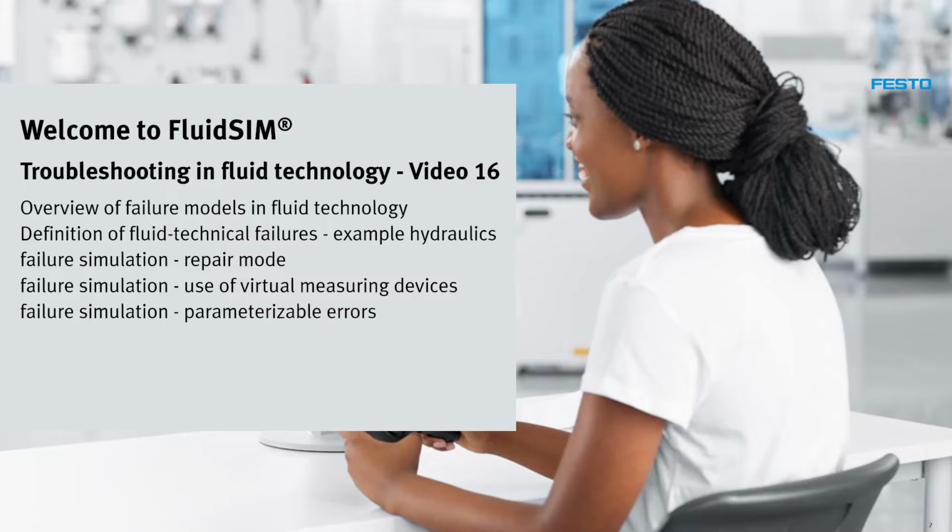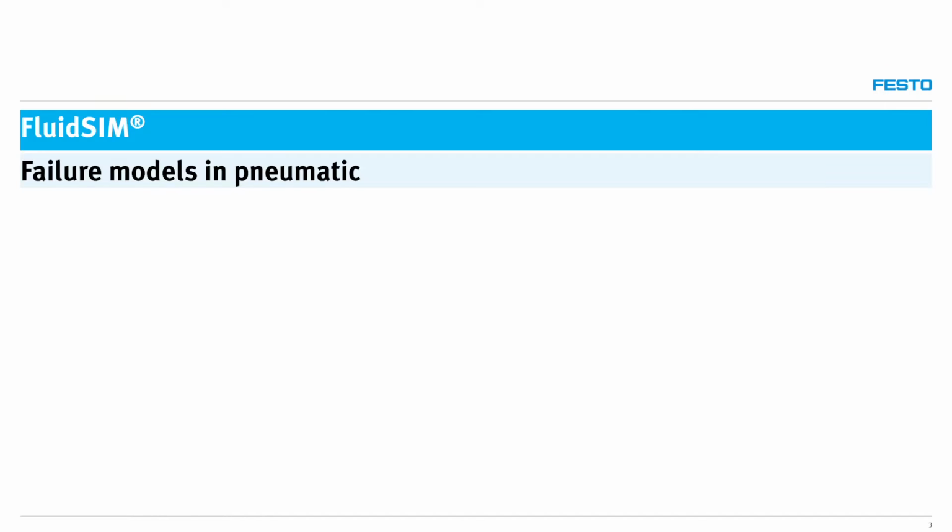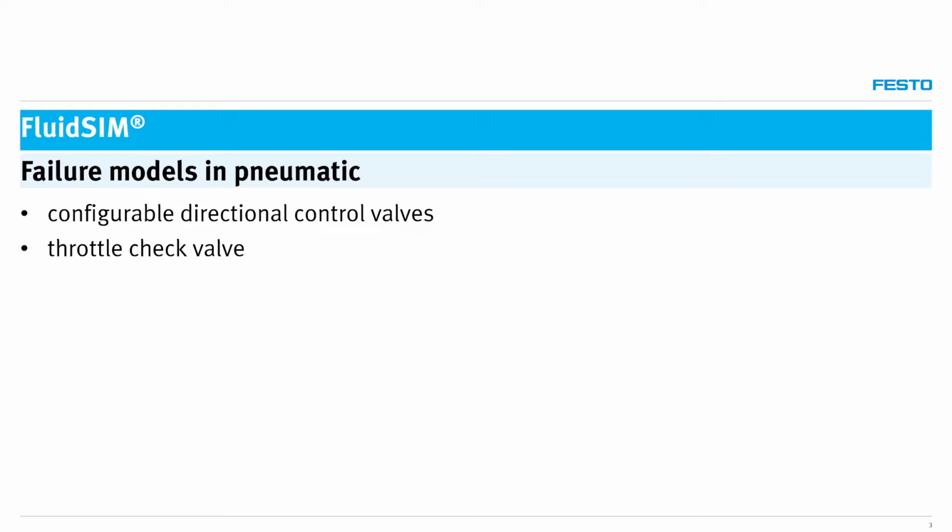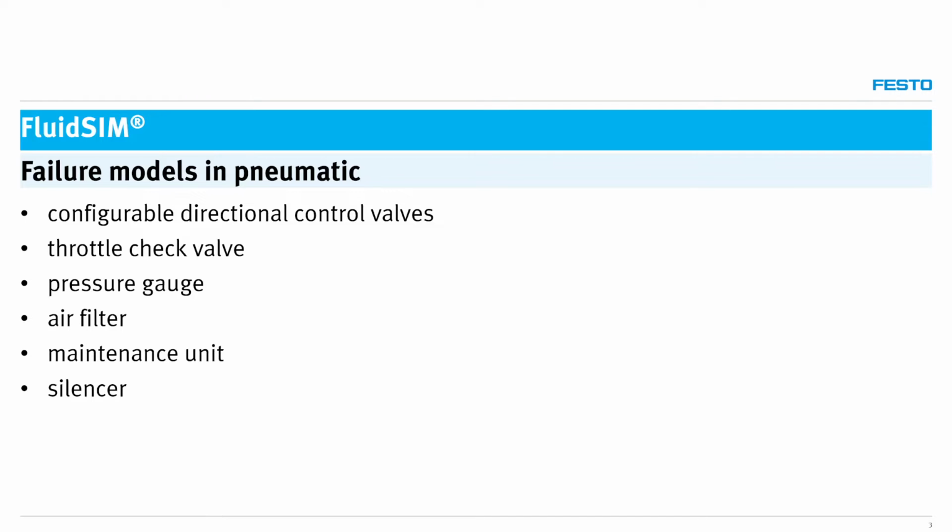Failure simulation, parameterizable failures. FluidSIM 6 pneumatics contains failure models for configurable directional control valves, throttle check valve, pressure gauge, air filter, maintenance unit, silencer, configurable cylinders and pneumatic lines.